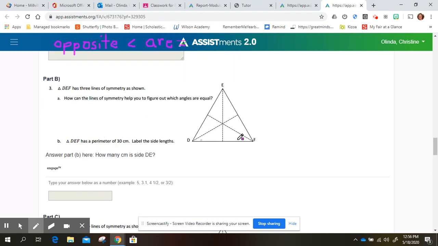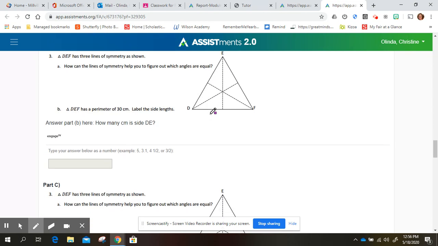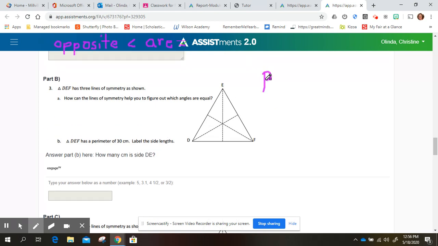If DEF has a perimeter of 30, label the side lengths. So how many centimeters is side DE? So let's think about that. Perimeter is when I want to find the outside length. So if I was standing at point E and I wanted to walk all the way around the triangle on the rim, the perimeter, how many centimeters or steps would it take me to walk all the way around? Well, I already did this and I know it takes me 30. So I walked around the whole thing and it's telling me that the perimeter equals 30 centimeters.